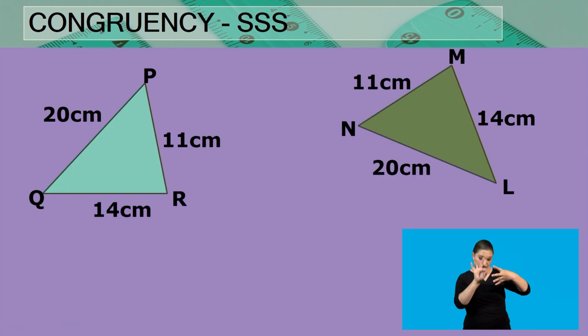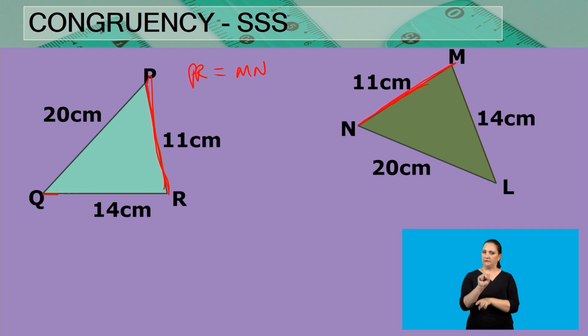So we have here two triangles, triangle PQR and triangle MNL. And we have the measurements that are given here. So we can see that we have 11 centimeters for PR and we have 11 centimeters for MN. So this would mean that PR is equal to MN. Then we have 14 centimeters for QR, but we also have 14 centimeters for ML. So that means that QR is equal to LM or ML.